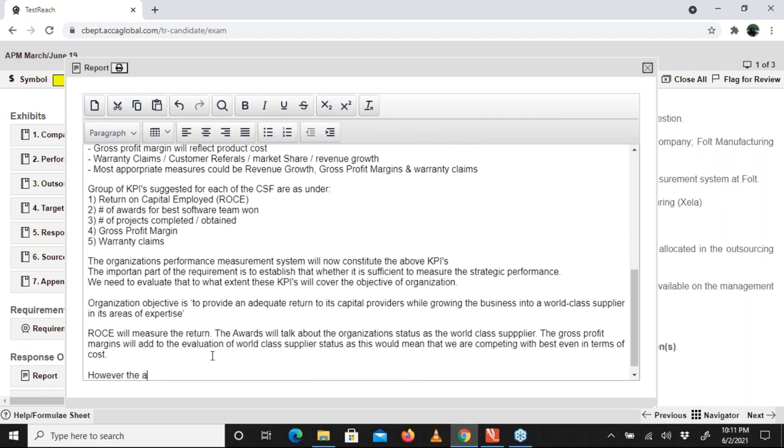However, the above KPIs will not reflect the long-term growth, which could be better evaluated on the basis of future growth and the brand image.